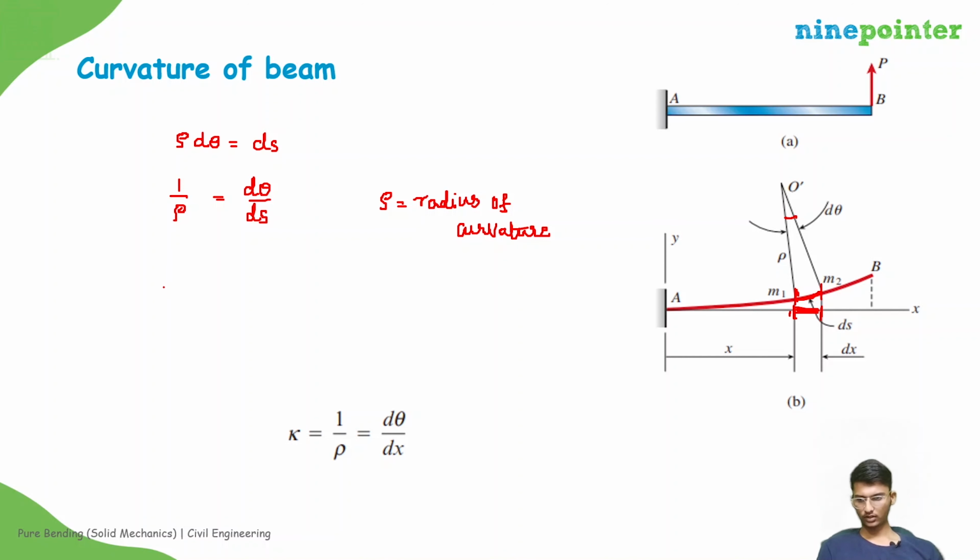So we get kappa is equal to 1 by rho. For small deflections, ds will be equal to dx. We already know that in civil engineering, structures are designed for small deflections only, for comfortableness, right? For small deflections.